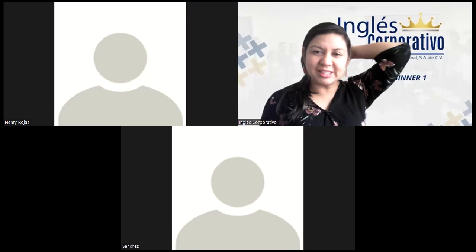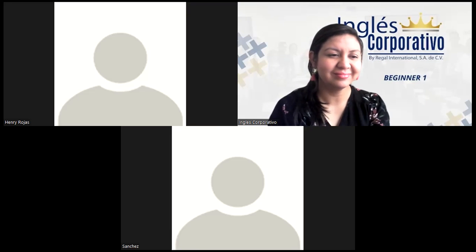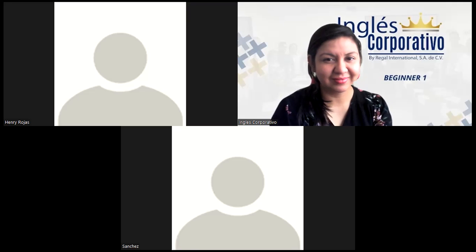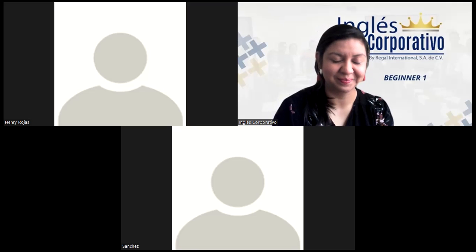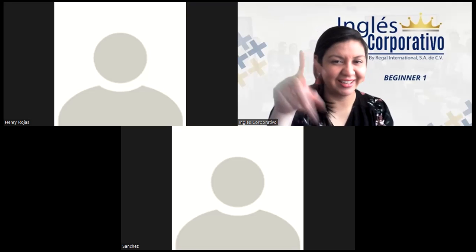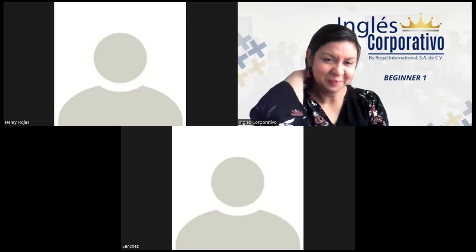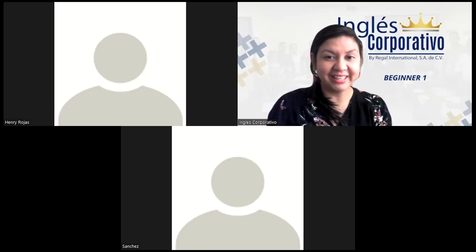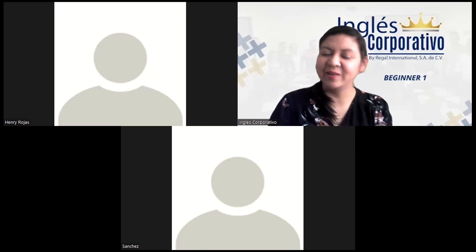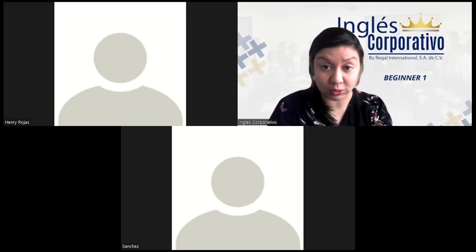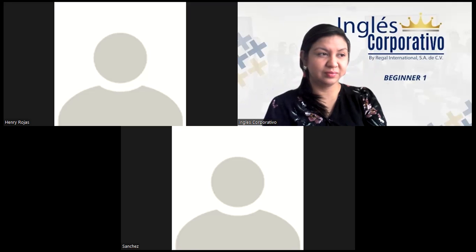How do you spell chicken? C-H-I-C-K-E-N. Very good, that's correct. Chicken. Okay, Henry, how do you spell school? S-C-H-O-O-L. Very good.